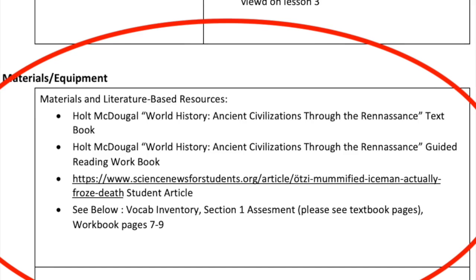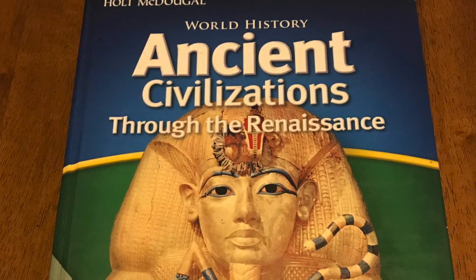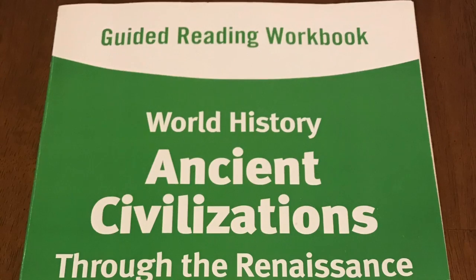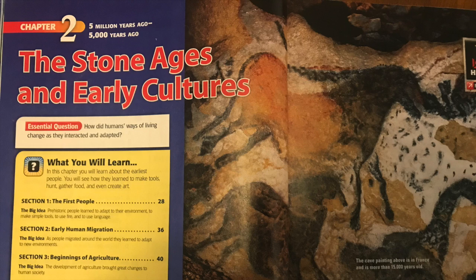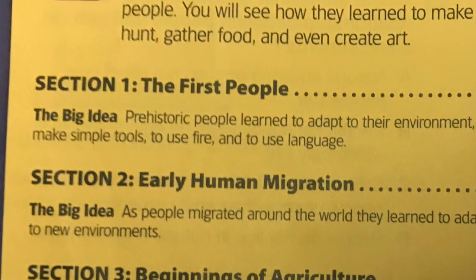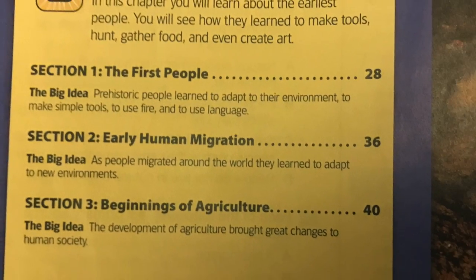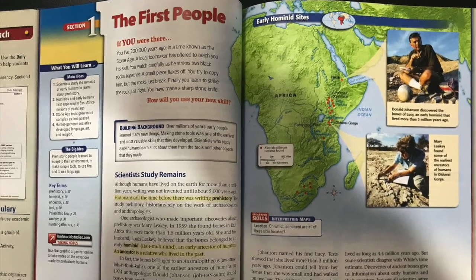As we go through the PAR presentation, I will refer to some of the student materials used in Lesson 1. The first is Holt McDougall's World History: Ancient Civilizations Through the Renaissance textbook and the accompanying guided workbook. We will be using Chapter 2 of this textbook during this unit, entitled The Stone Ages and Early Cultures. Chapter 2 is broken up into 3 sections, and those represent the 3 lessons in our unit. Section 1 is entitled The First People.